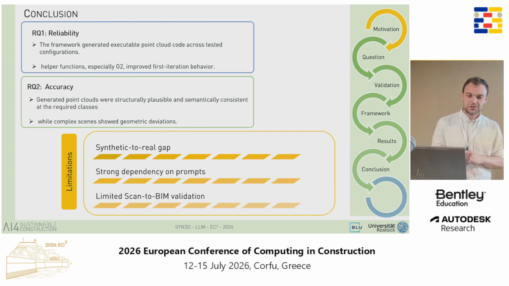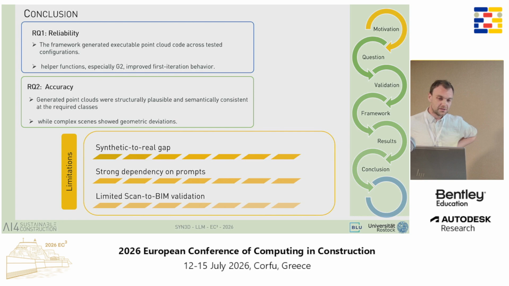And then for research question 2, we have the plausibility and consistency of the point cloud, which is measured by the dimensions we put into the prompt. These dimensions are really good for houses and little objects, but for bigger objects like intersections, railway tracks and something like that, they were quite bad. So there's a big gap between the dimensions and the measured point cloud.